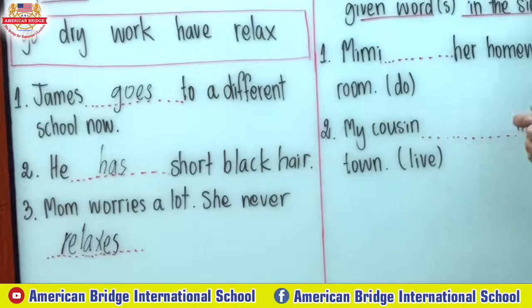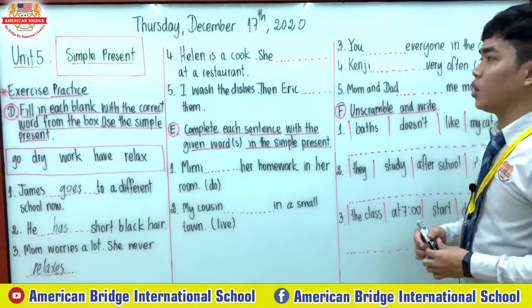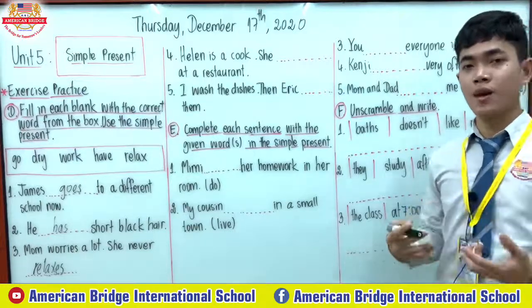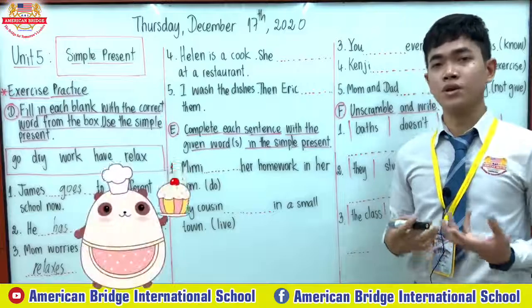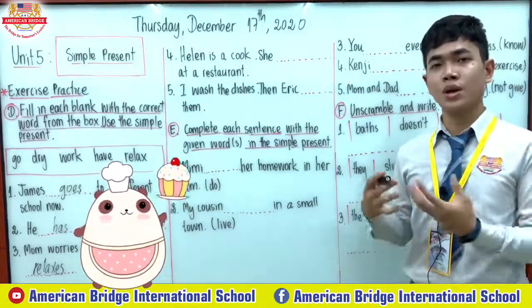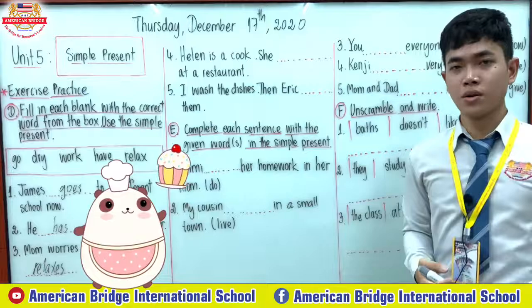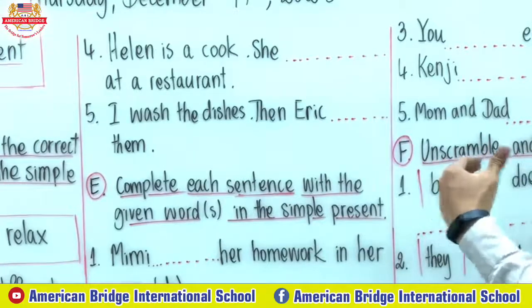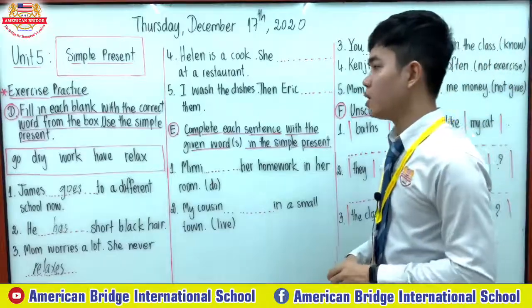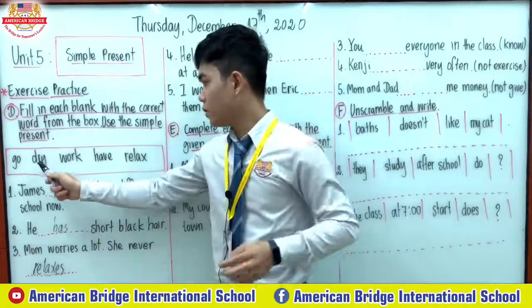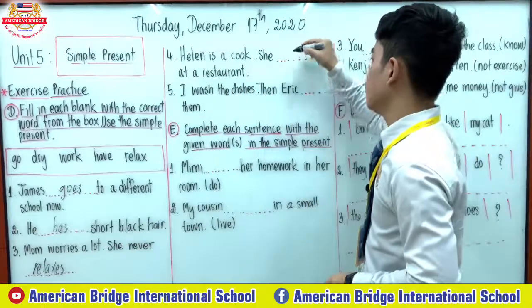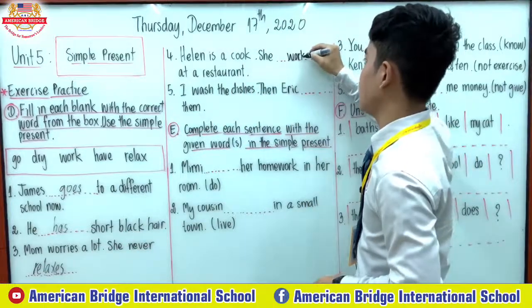Okay, Mom worries a lot. She never relaxes. Number four: Helen is a cook. What is cook, everyone? Cook is not a verb here. Cook is a noun. It refers to a chef, the person who cooks in the kitchen or any restaurant, right? So Helen is a cook. She at a restaurant. Which word, everyone? We still have two more words, drive and work. So it must be the word works. You need to add s.